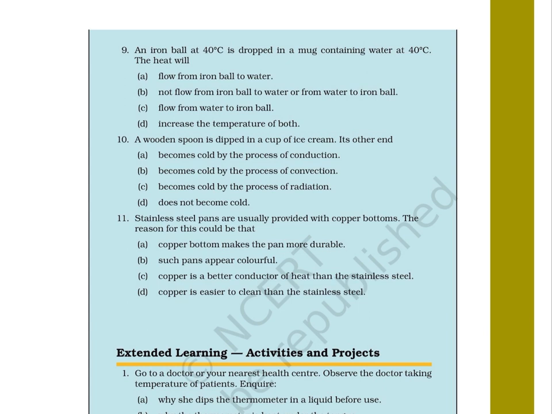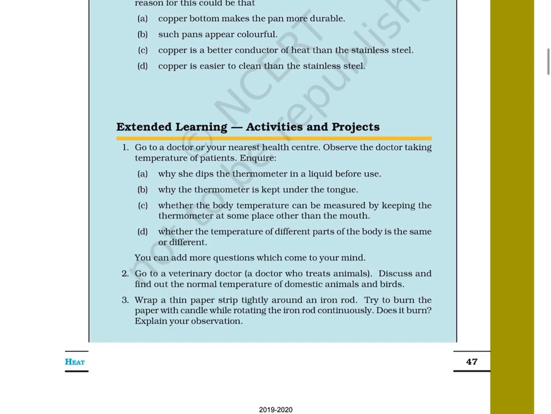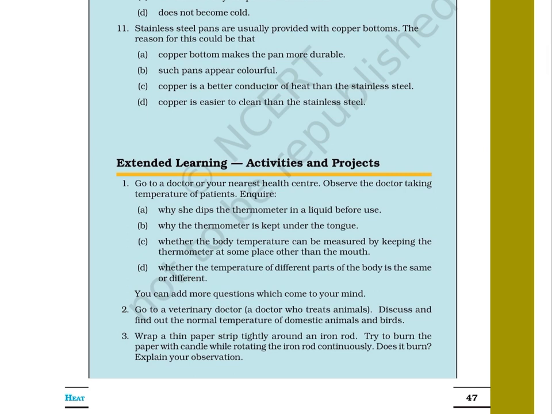11. Stainless steel pans are usually provided with copper bottoms. The reason for this could be that A. Copper bottom makes the pan more durable. B. Such pans appear colorful. C. Copper is a better conductor of heat than the stainless steel. D. Copper is easier to clean than the stainless steel.